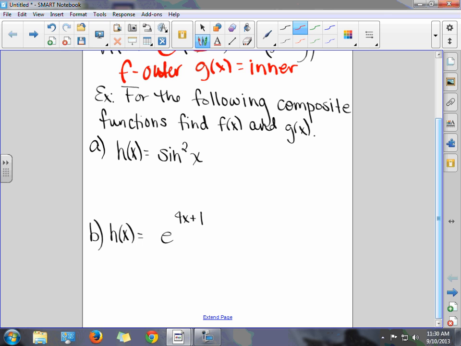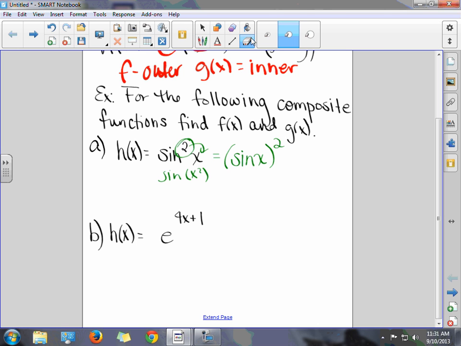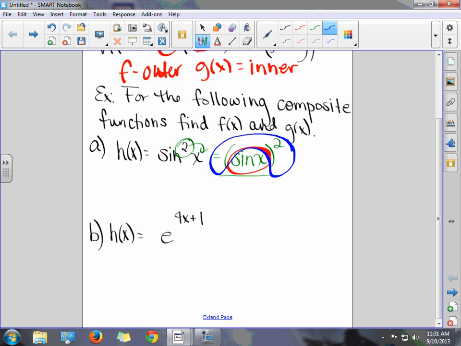So on this function right here, the first thing you need to remember is that sine squared x can be rewritten like this: sine x, all squared. This notation is just a little easier. If you were to stick it over here, you might think it was sine of x squared, and that would be something different. You get confused. So if we rewrite it like this, then we can see that this is my inner function, and then this piece is my outer function.